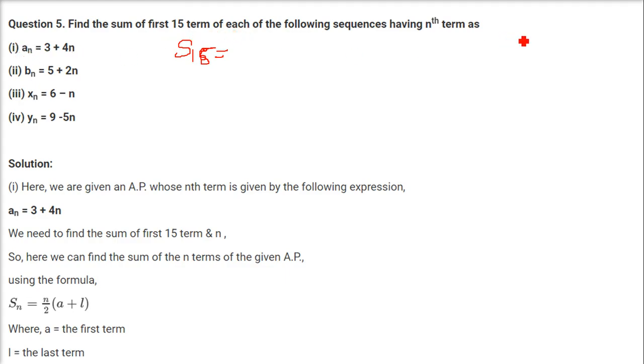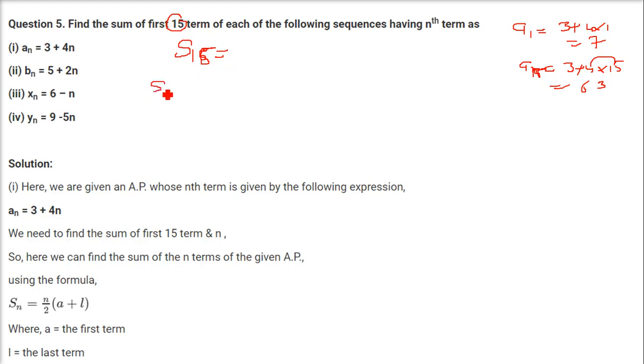Because this is a_n, a1 can be found out here: 3 plus 4 into 1, which is 7. And a_n is also given. For the first 15 terms, a15 you can find out. So it will be 3 plus 4 into 15. 15 into 4 is 60, 60 plus 3 is 63. So you have the first term and the last term of the addition.